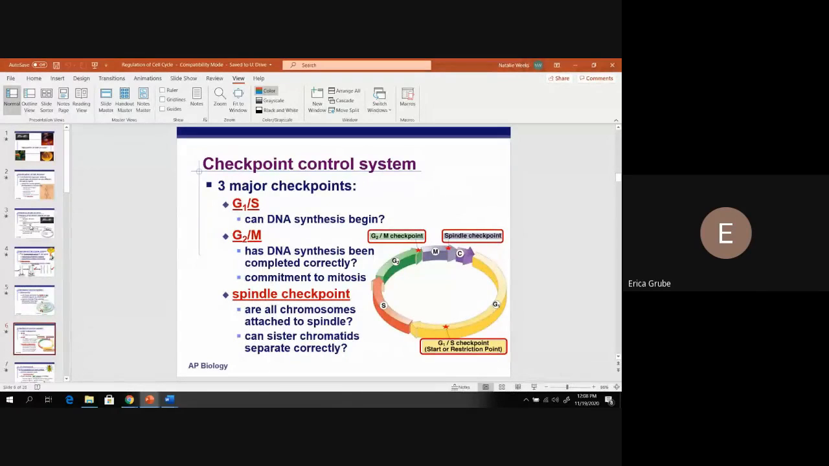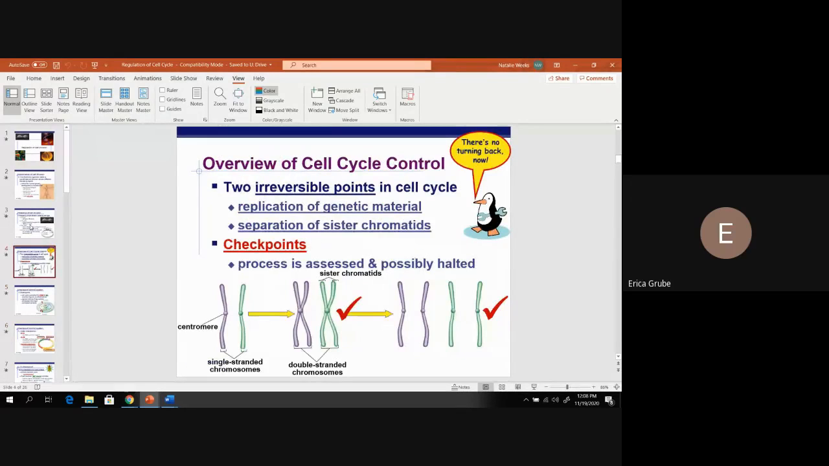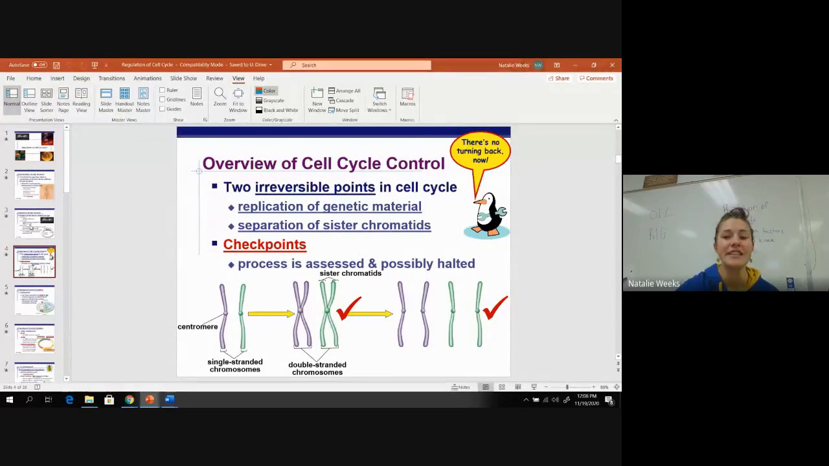Did you say it was the separation of chromatids or chromosome? Oh, okay. The chromatids from each other. Yeah, so that's another one of those checkpoints. Really good question. Yep.